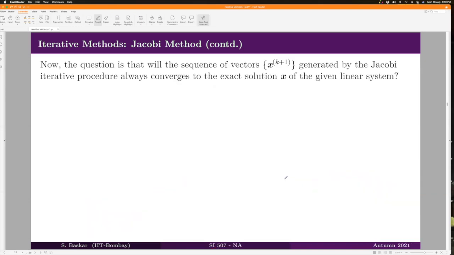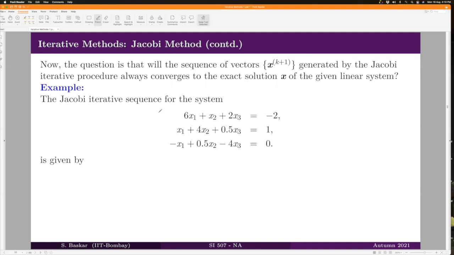Next, let us come to this interesting question: whether the sequence that we generated using the Jacobi iterative procedure is going to converge or not. And if it converges, is it going to converge to the exact solution of your linear system? Well, the answer to this question is not that simple. One needs to make some analysis on it. Why is it not that simple? Let us see an example.